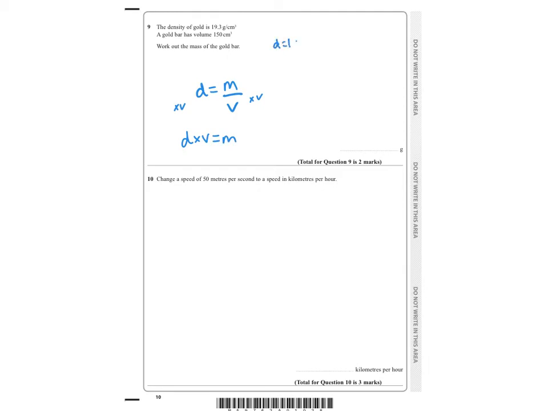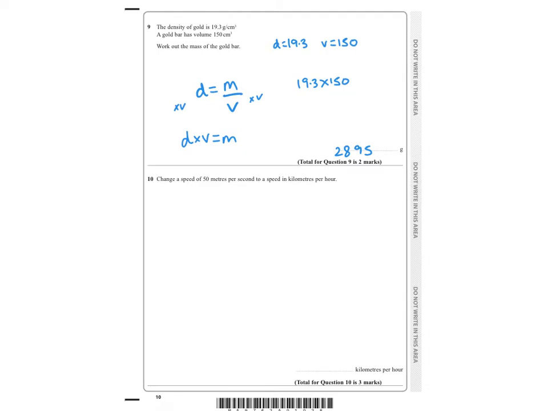Now my density is 19.3. My volume is 150. So 19.3 times 150 is 2,895. Now always double check that everything is in the correct units. We didn't have to change any units here because we had centimetres cubed. We've got grams, and here we want grams, okay?